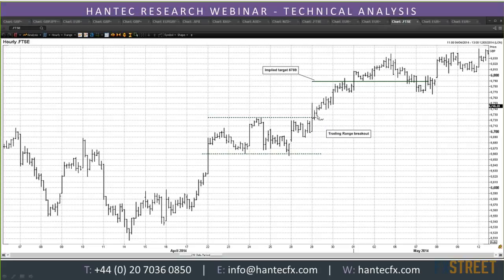So pretty much that's it. But what we can do now is look at live market analysis, because I know that we're all interested in that. And I'm going to start off with euro dollar.